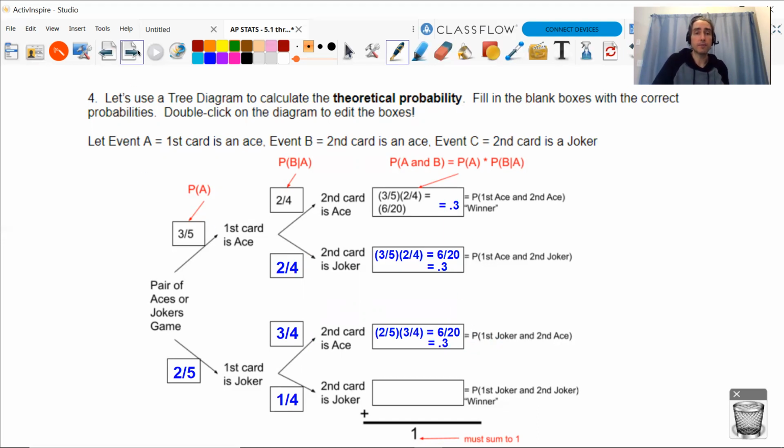And that last one, 2/5 times 1/4. Probability of first card being a joker, second card also being a joker, is 2 out of 20, which is 0.1. If you do the math on there, these should add to 1. 0.3 plus 0.3 plus 0.3 is 0.9, plus 0.1 is 1. So those are all of my individual probabilities added together. It's a legit probability distribution because they do add to 1.